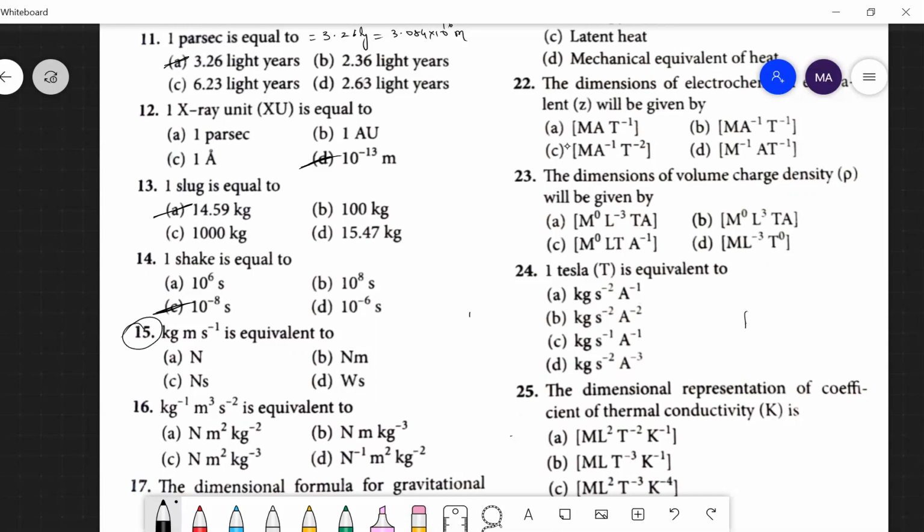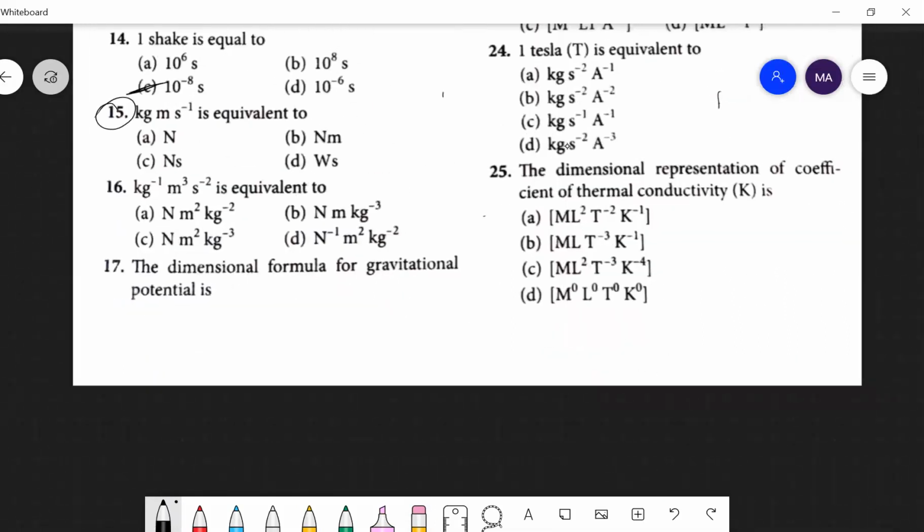The 16th one. Kg inverse meter cube second inverse square is equivalent to how much? So I can write here kg inverse meter cube second inverse square.